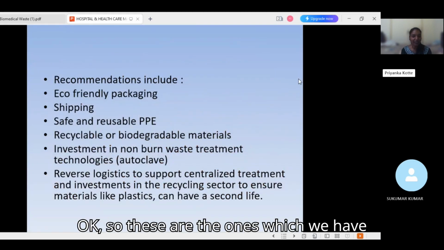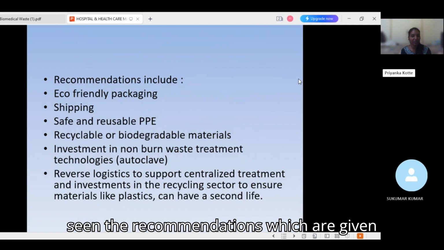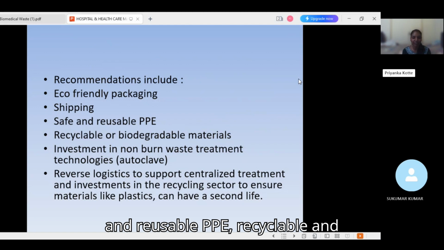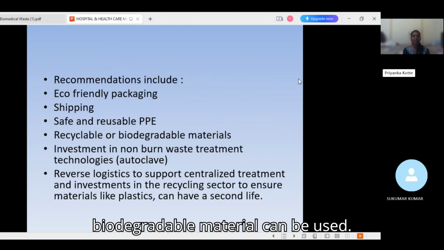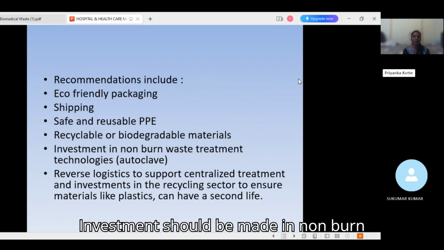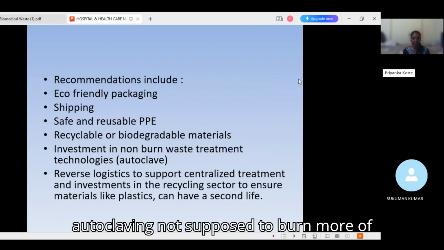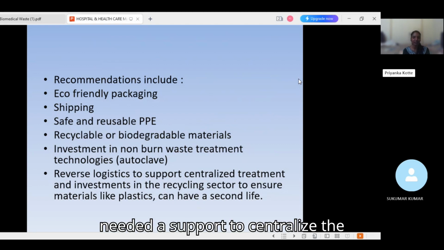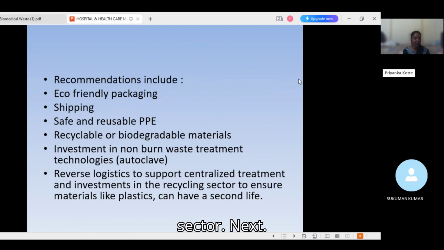Okay, so these are the recommendations which we have seen: eco-friendly packaging and shipping, safe and reusable PPE, and recyclable and biodegradable material can be used. Investment should be made in non-burn waste treatment technologies like autoclaving, since we are not supposed to burn more things. Reverse logistics also needs support to centralize the treatment, along with investment in the recycling sector.